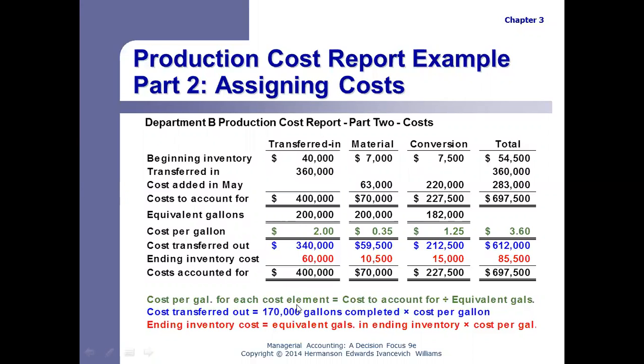Okay. So that's a quick overview of the production cost report. You'll get into that in more detail when we go through the homework assignment related to the production cost report. Okay, but this was just a quick overview. So use this and/or the example in the book when you're doing the homework for that.